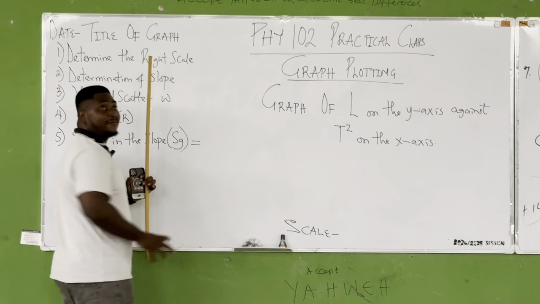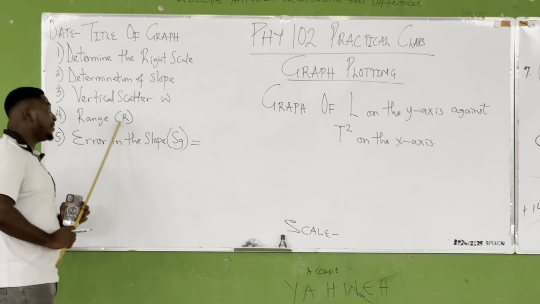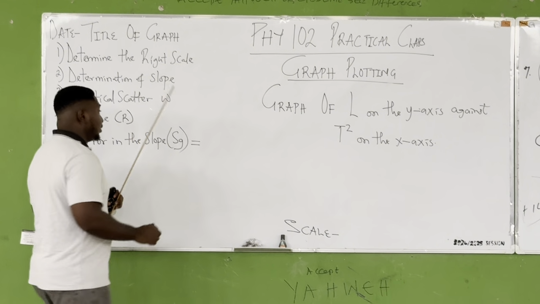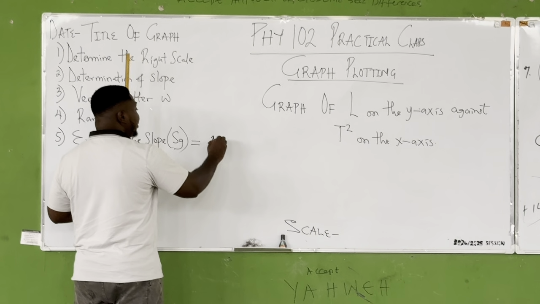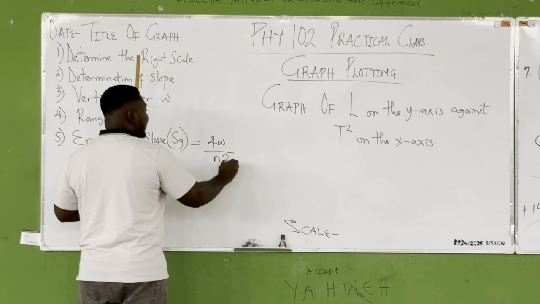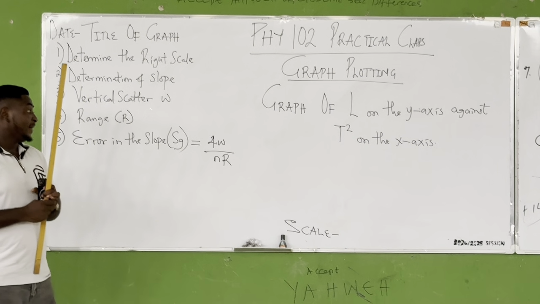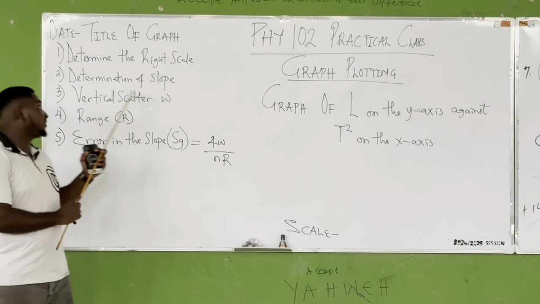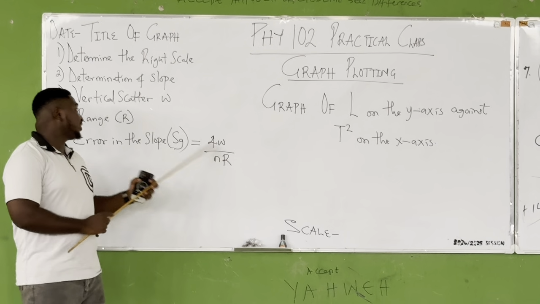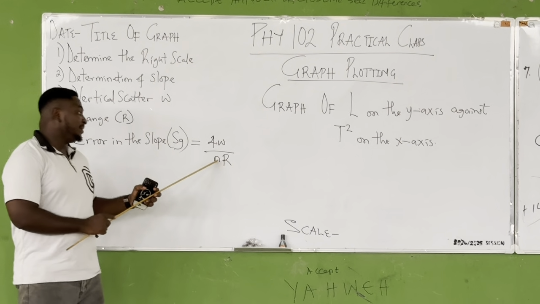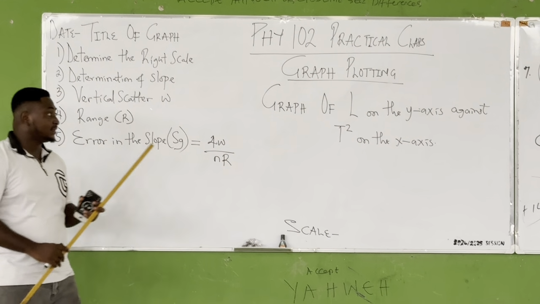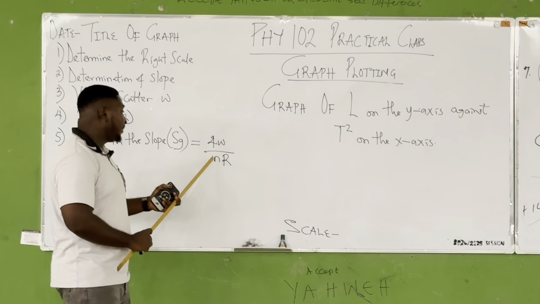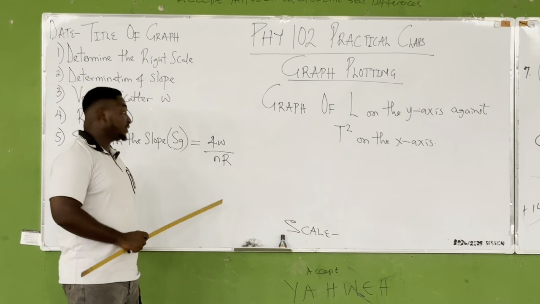Class, this one is a formula, but you must have gotten your W and your R before you can get the error in the slope. The formula for error in the slope is 4W all over NR. W means vertical scatter. R means your range. N means your number of points, your number of observations.